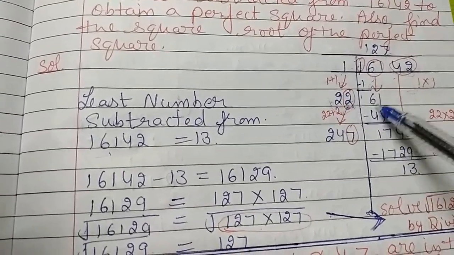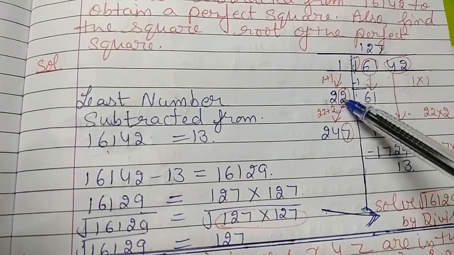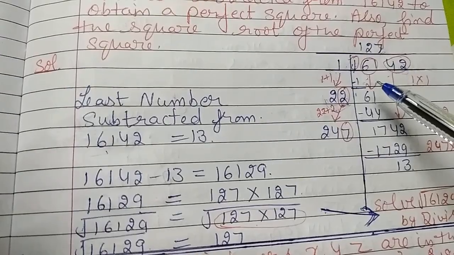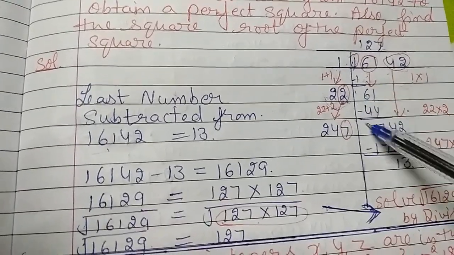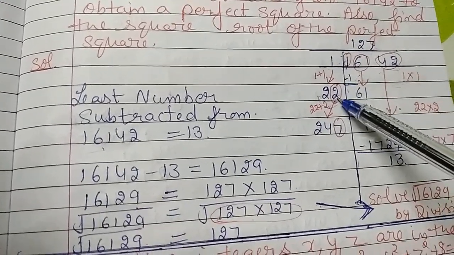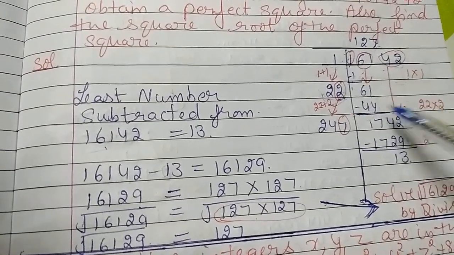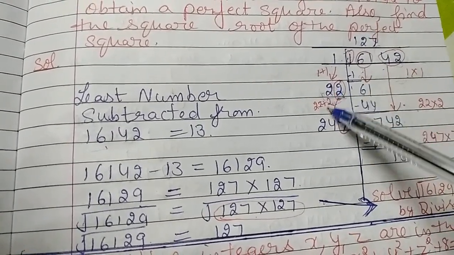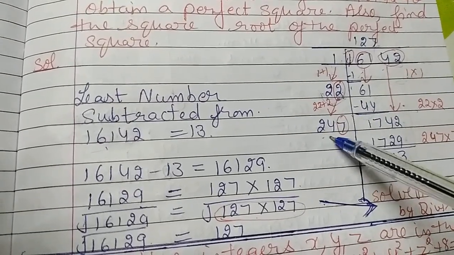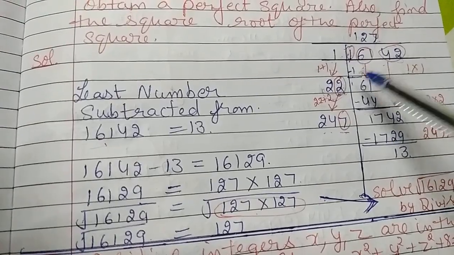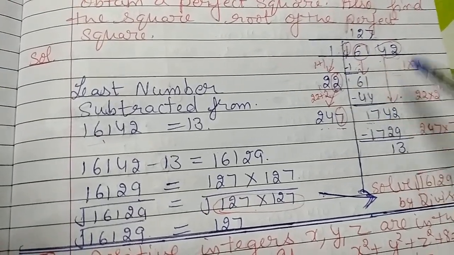My number should give a product less than 61. If I go with 3, then 23 times 3 is 69. That becomes bigger than 61. So I choose 2 here. When you multiply 22 into 2, that gives you 44. When you add 2, that gives you 24, and leave space for the next digit. So when you subtract, you get 17.